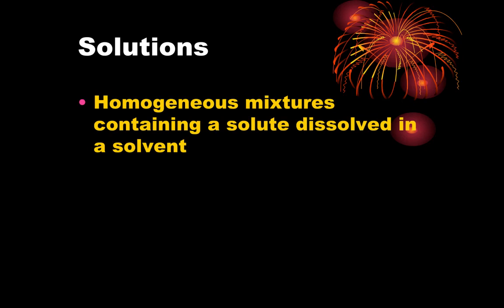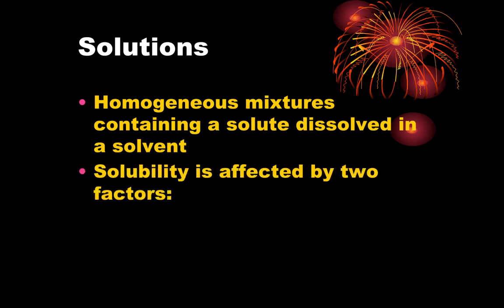So for instance, if you're making a solution of sugar and water, your sugar is the solute, the water is the solvent. And when you've made the solution, you can't see the individual particles of sugar in the water. It all looks uniform. Unlike, for instance, something like Italian salad dressing or oil and vinegar salad dressing, where the parts separate out and you can see the different parts.